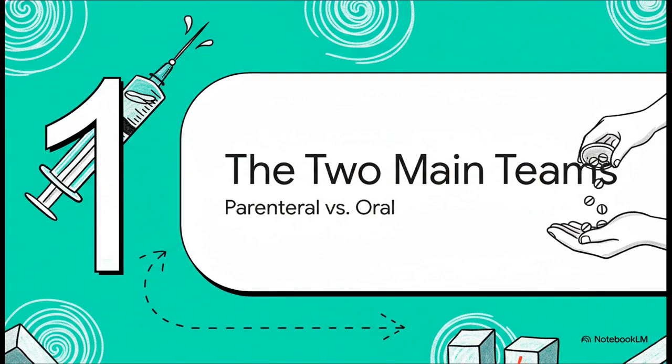Now, to understand this whole chapter, you need a simple framework, a skeleton to build on. And luckily, it's very, very simple. We divide all the anticoagulants into just two main teams. It's based on how we give them to the patient. Team 1 is parenteral, which means by injection, and Team 2 is oral, which means a tablet you take by mouth. This is the most important classification, the first thing you need to know.